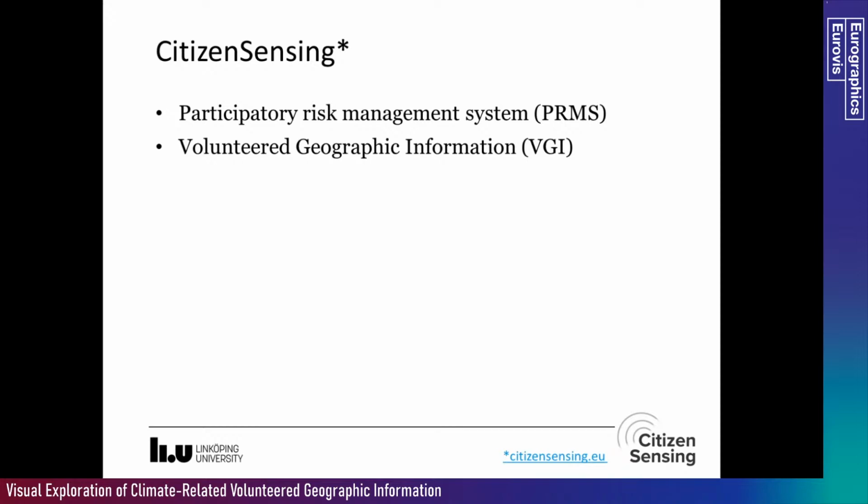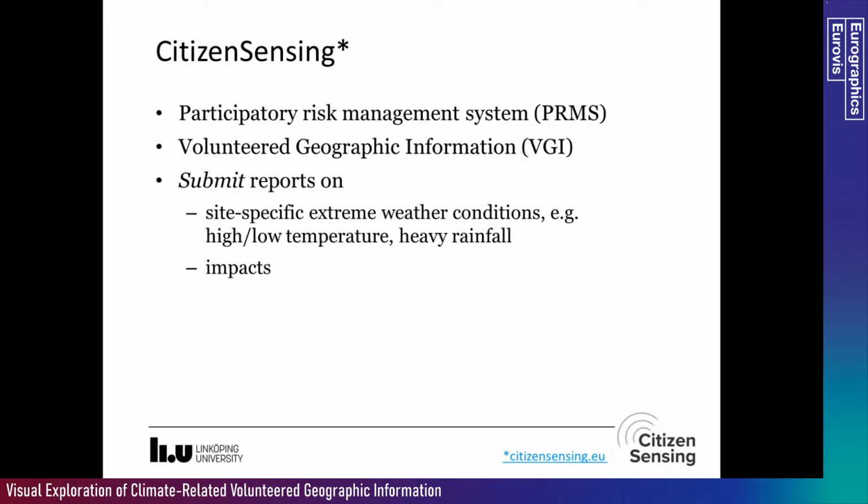The Citizen Sensing Project is concerned with the development and evaluation of a participatory risk management system. Urban citizens should be able to use this system both as submitters and as receivers of information. So the citizens using the system should be able to voluntarily report information about site-specific extreme weather conditions, for example, events of high or low temperature or heavy rainfall, and also of the impacts of these events, but they should also be able to receive information in the form of recommendations for best practice adaptation measures, which are based on information from municipal or public authorities.